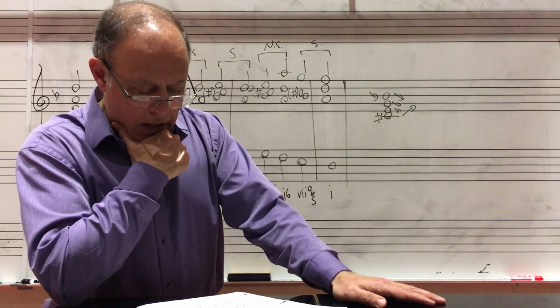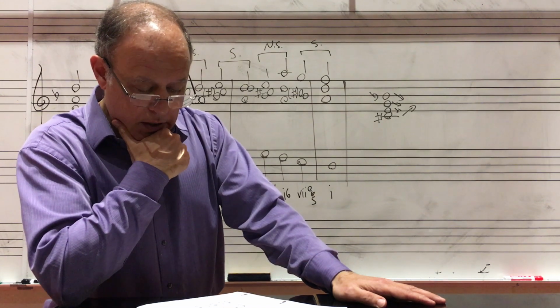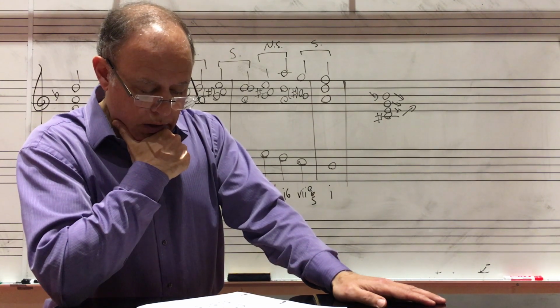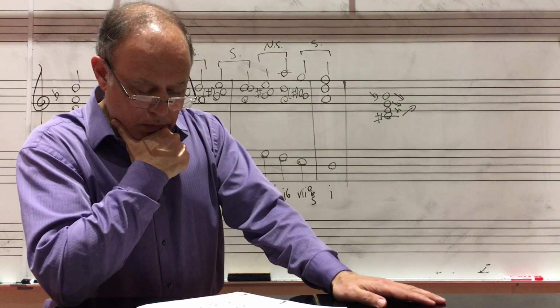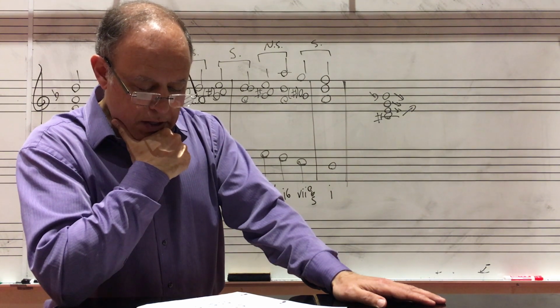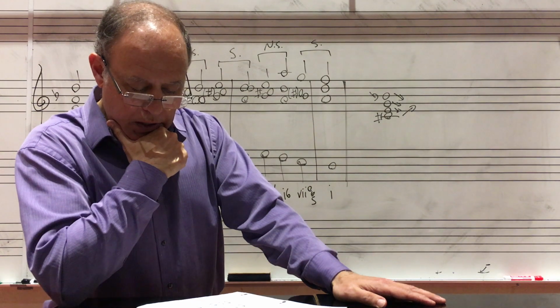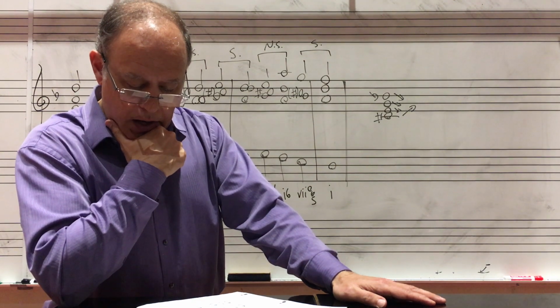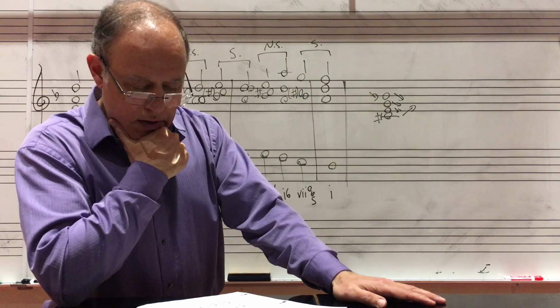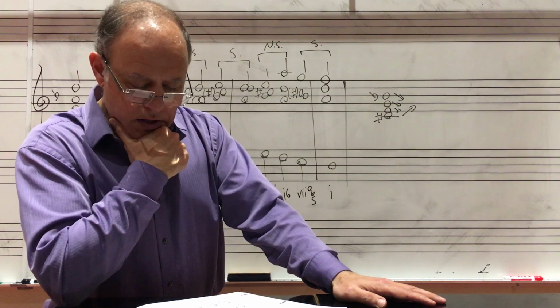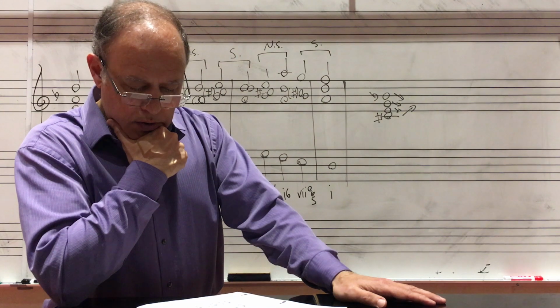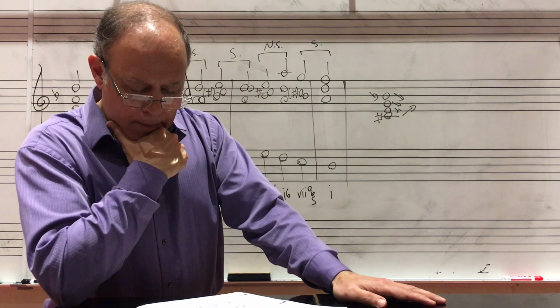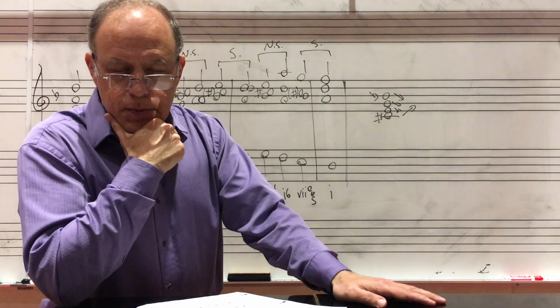also a root position diminished seventh in the key of D minor, a first inversion diminished seventh in the key of B minor, a second inversion diminished seventh in the key of A flat minor, and finally a third inversion diminished seventh in the key of F minor. So 8 different chords. Problem is I can't hear a difference between any of them.